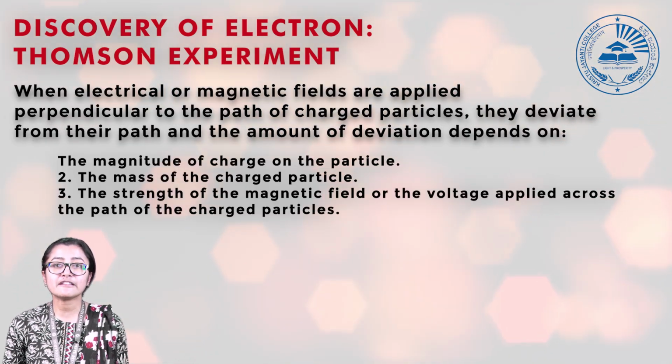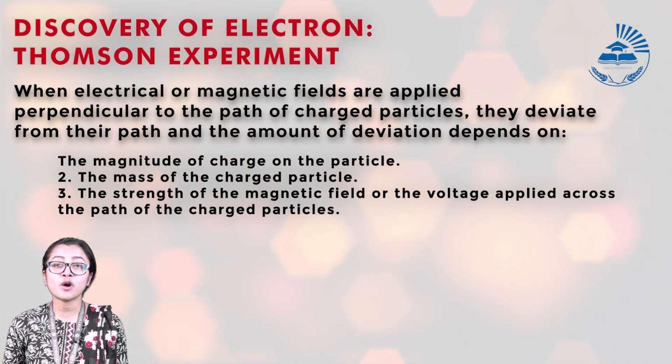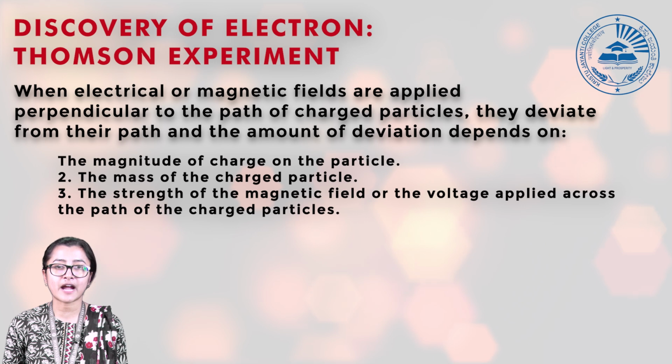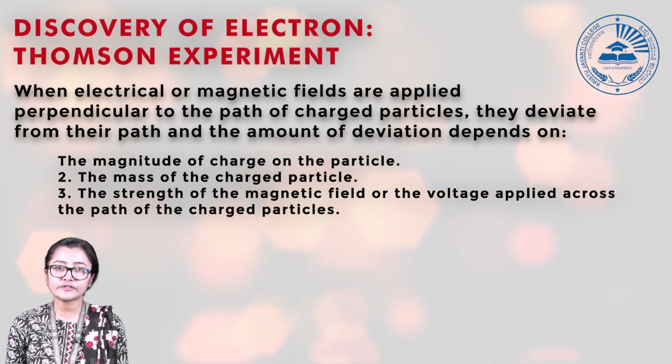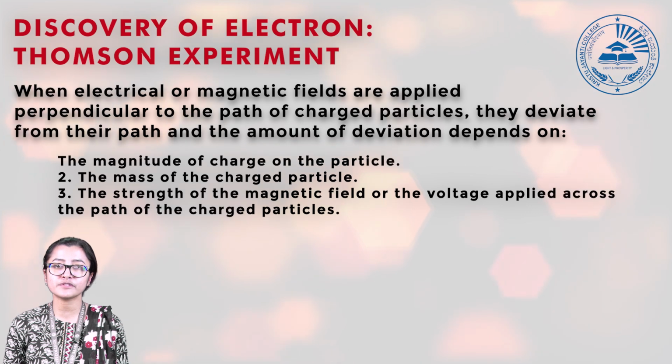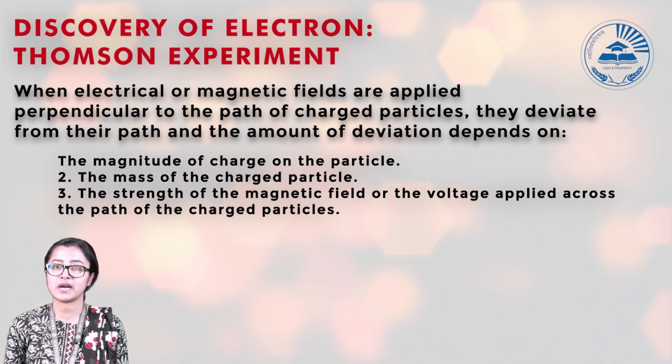From this, he concluded that when electrical or magnetic fields are applied perpendicular to the path of the charged particles, they deviate from their path, and the amount of deviation depends on three factors: the magnitude of the charge on the particle, the mass of the charged particle, and the strength of the magnetic field or the voltage applied across the path of the charged particles.